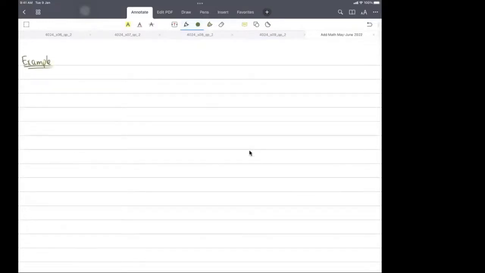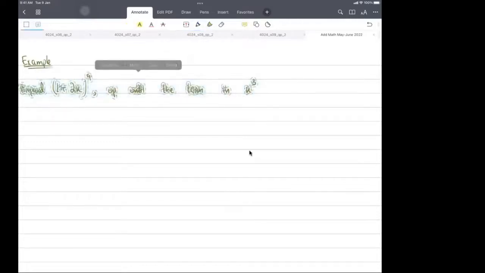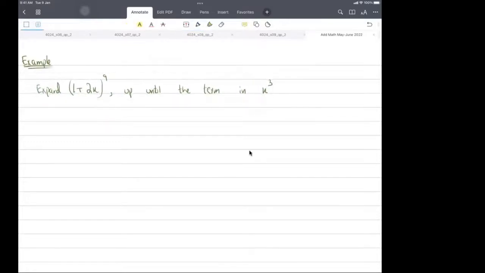अब let's say the first question is expand करें 1 plus 2x, the whole thing to the power 9, up until the term in x cube. ठीक है, कैसे करेंगे इसको? Let's see. And let's say कि हमारे question का part A है because there's a part B which is coming. So here's how we'll do it.